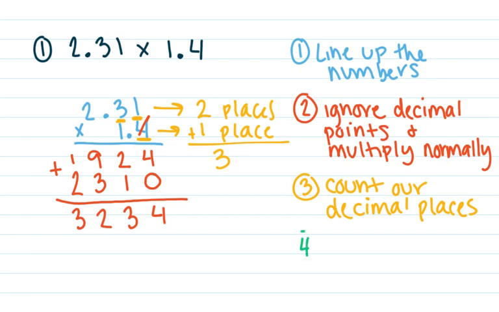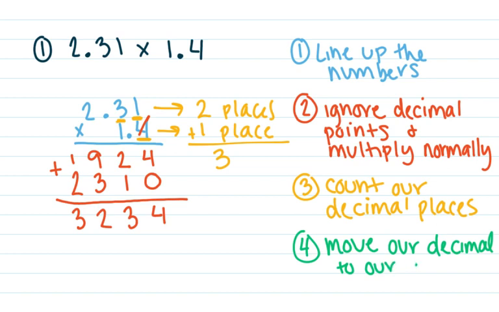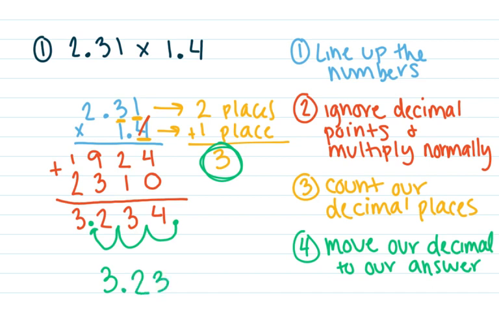Step 4 is we are going to now move our decimal point in our answer. So what that means is that if I have 3 decimal places, my decimal is going to move 1, 2, 3 times. My final answer is going to be 3 and 234 thousandths. Final answer right there. So it is a 4-step process.